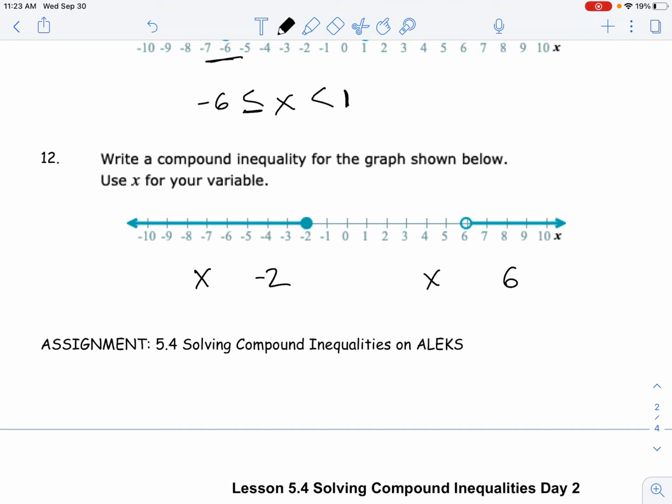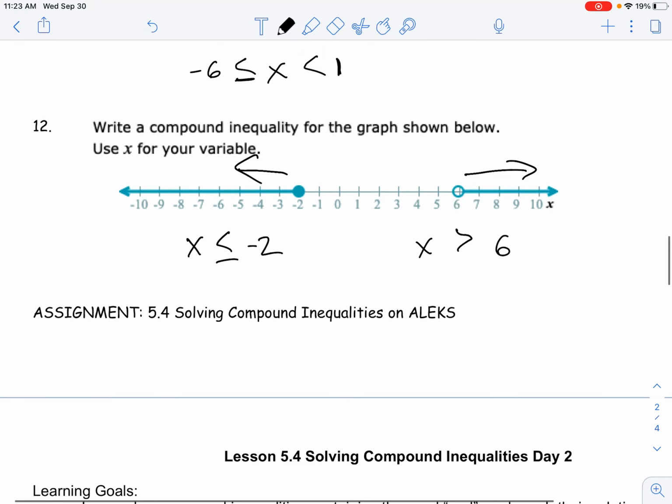So now I'm going to say, okay, well, it looks like my arrow is pointing to the left, so that would be the numbers that are less than -2. So x has to be less than -2, and that's how you would write that. It's also equal to because it's filled in. On the other side, we're looking at numbers that are greater than 6. So numbers that are greater than 6 are going to look like this. X would be greater than 6. It's not equal to because it's not filled in.